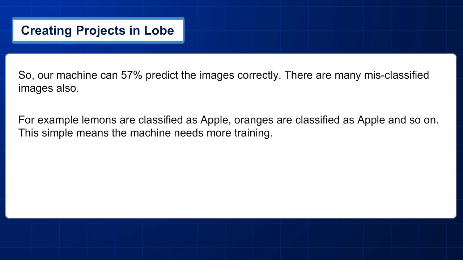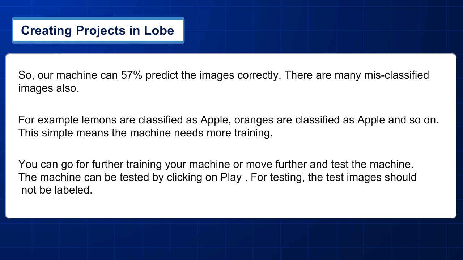For example, lemons are classified as apple, oranges are classified as apple, and so on. This simply means the machine needs more training. You can go for further training your machine or move further and test the machine. The machine can be tested by clicking on play. For testing, the test images should not be labeled.